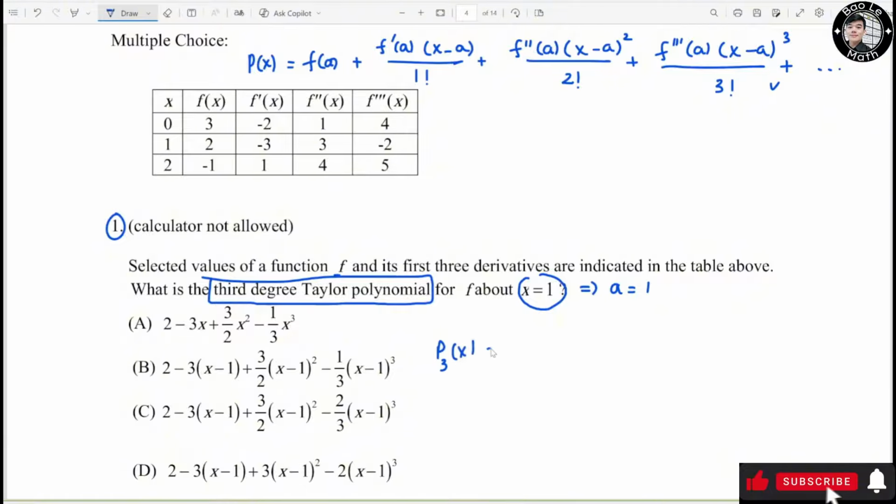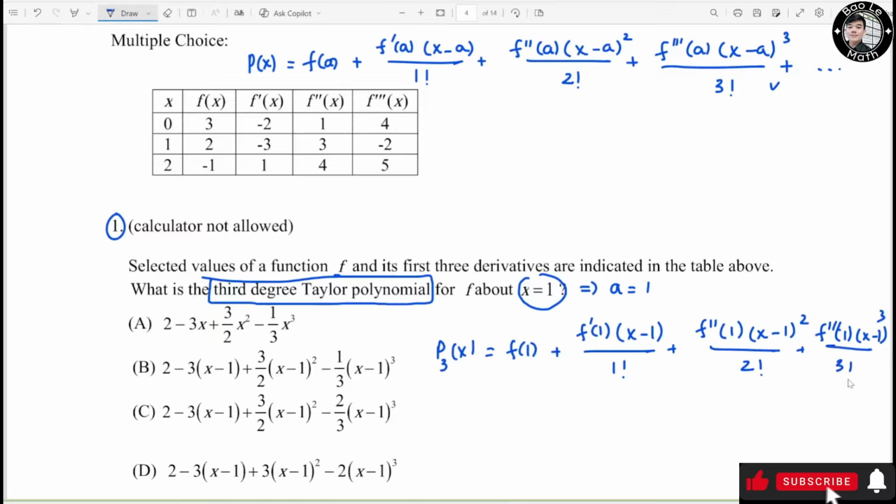P3 of x equals f of 1 plus f prime of 1 times x minus 1 over 1 factorial, plus f double prime of 1 times x minus 1 squared over 2 factorial, plus f triple prime of 1 times x minus 1 cubed over 3 factorial.